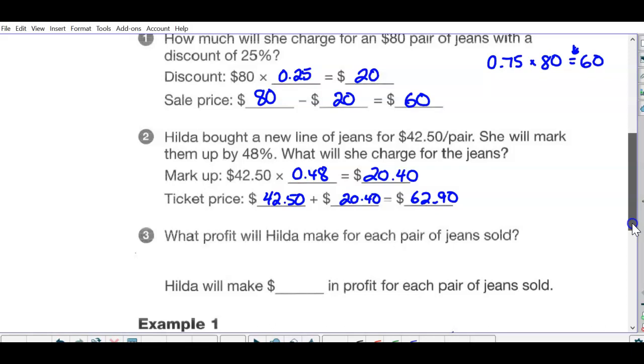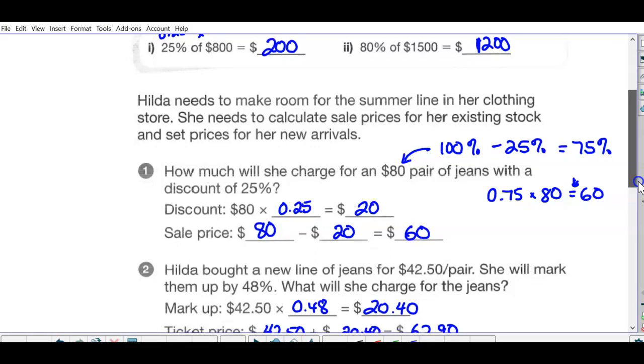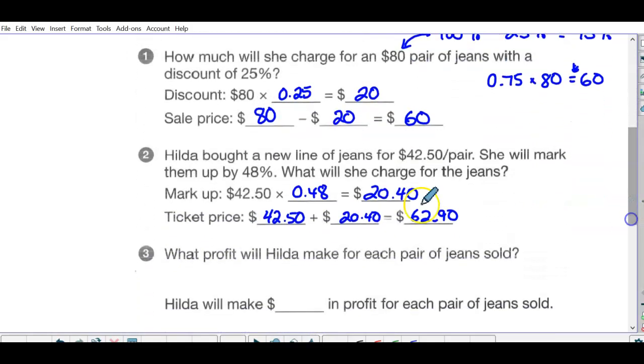Okay, what profit will Hilda make for each pair of jeans sold? So the profit, so for this case, let's just see if it has to do with the sale. She needs to calculate sale prices for her existing stock and set prices for her new arrivals. Yeah, so that's new arrivals. So here the profit is the markup. So the markup is $20.40. This sale part is for the summer jeans.